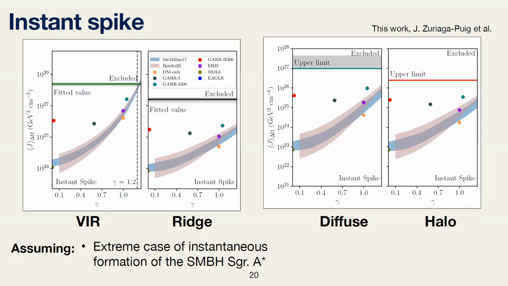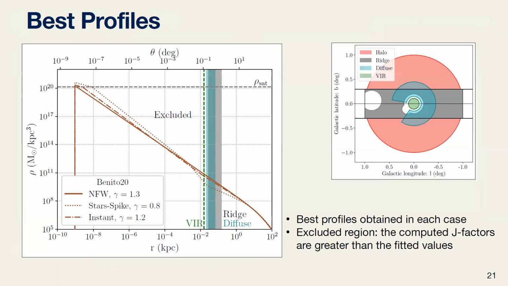And finally, the instantaneous spike, which is the extreme case of the instantaneous formation of the supermassive black hole. We have that the crossing point is about 1.2. So above these lines is excluded.